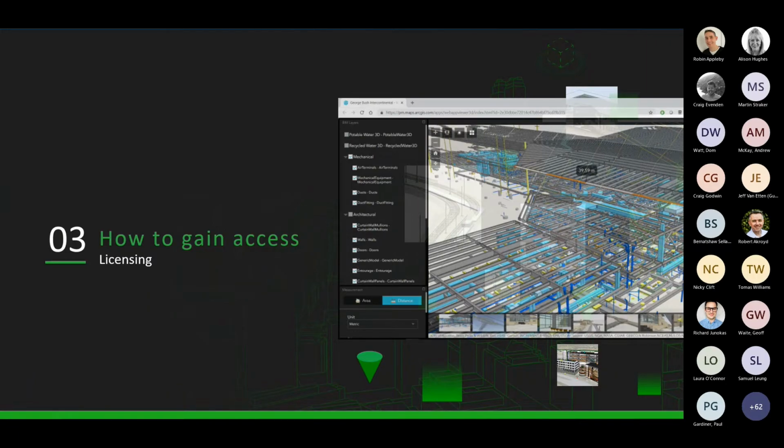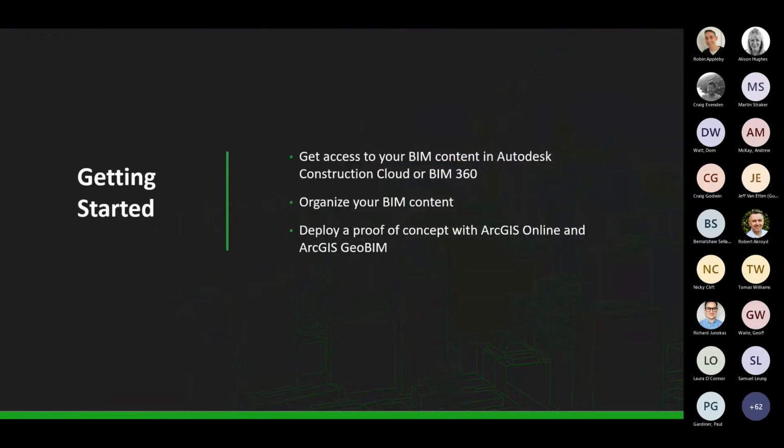Thank you, Robin. So I'm just going to take you through how we license GeoBIM and, as Robin said, how you can gain access. So ArcGIS GeoBIM is currently only available as a cloud offering, a software as a service through ArcGIS Online. So ArcGIS GeoBIM obviously provides this integration between ArcGIS Online and Autodesk Construction Cloud and BIM 360. It's important to say that support for ArcGIS Enterprise and additional third-party systems is planned for the future. This is currently being worked on. However, at this time, I do not have a release date for you.